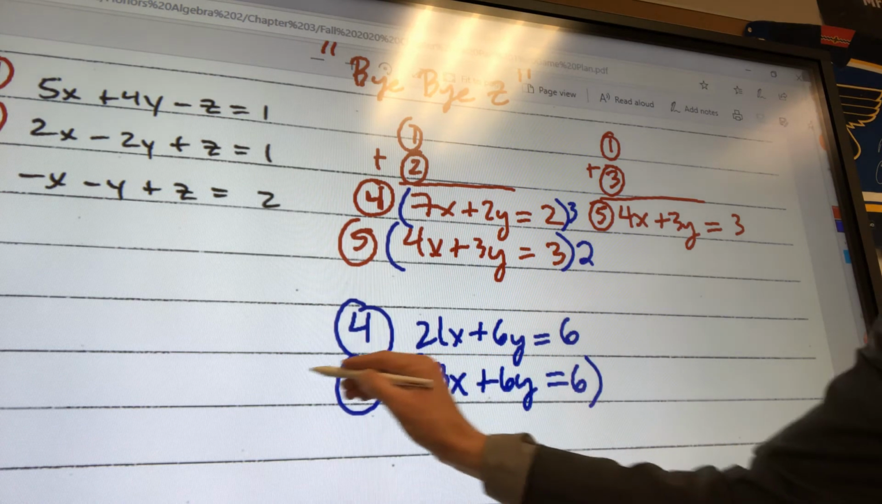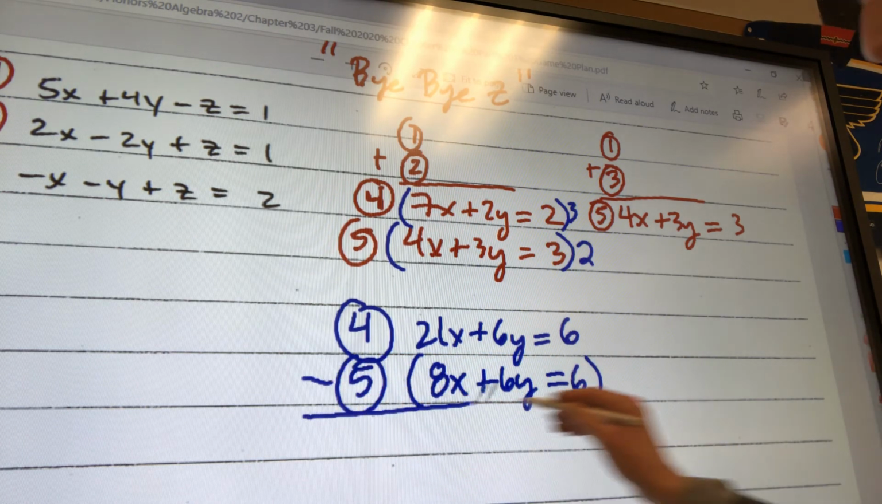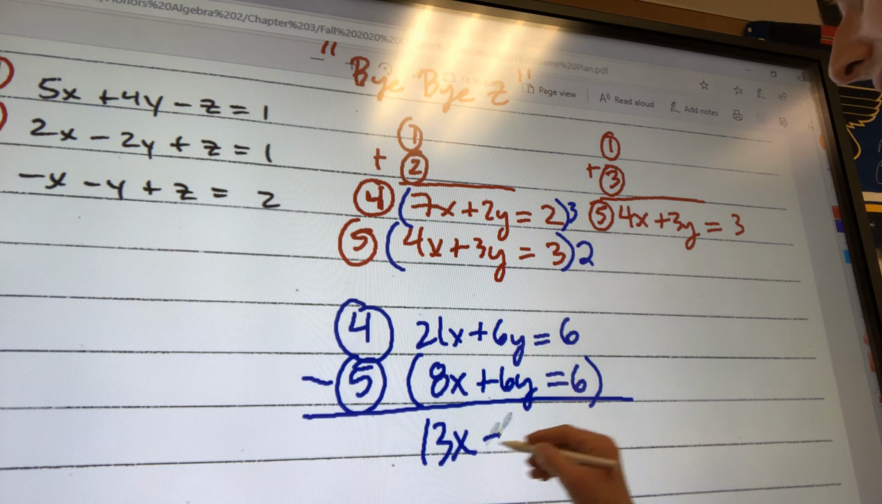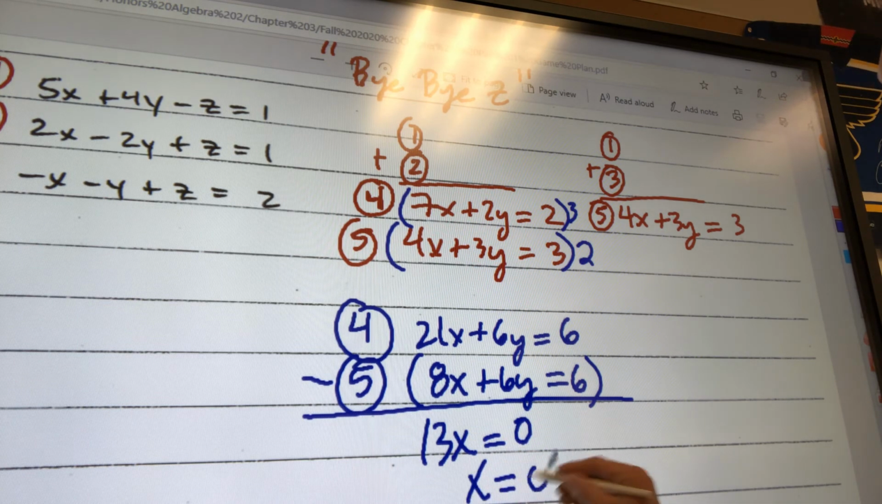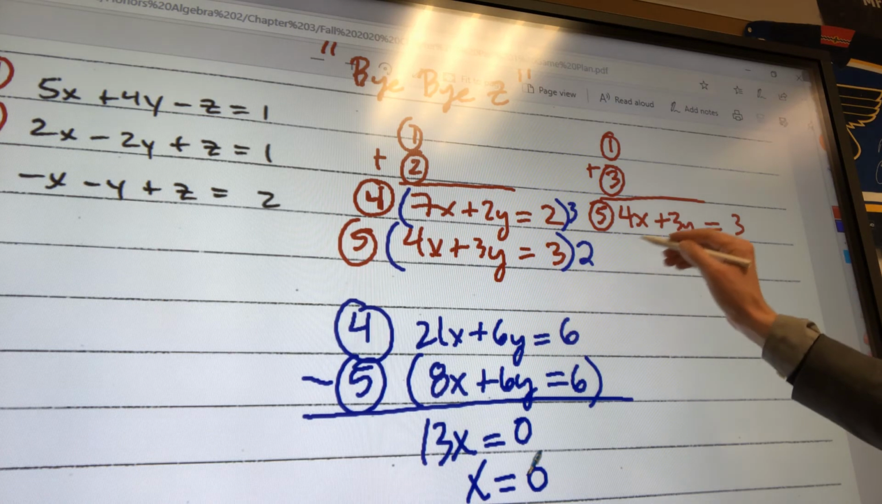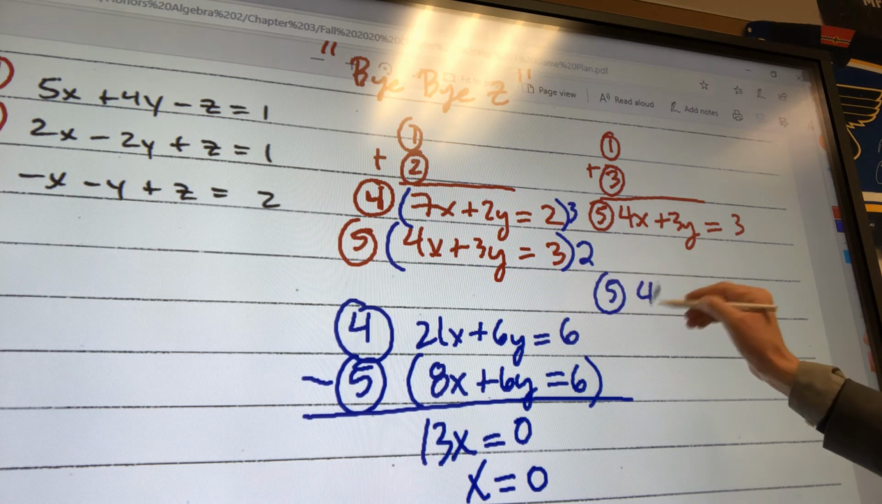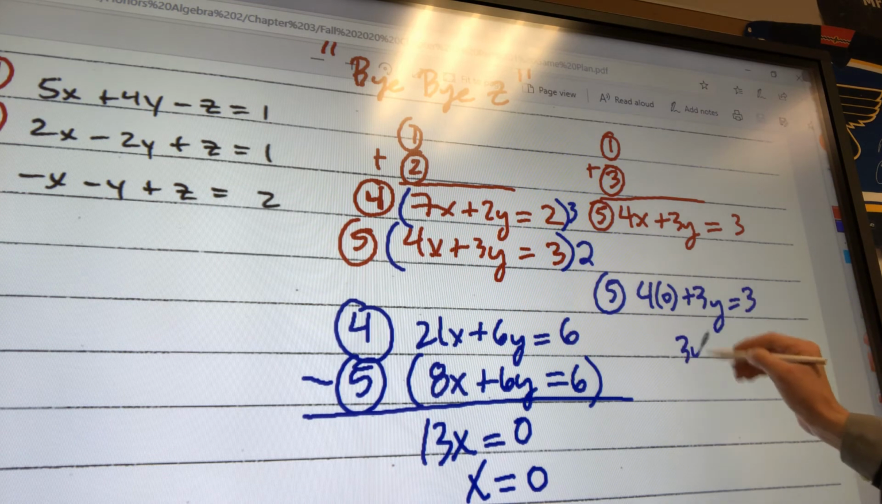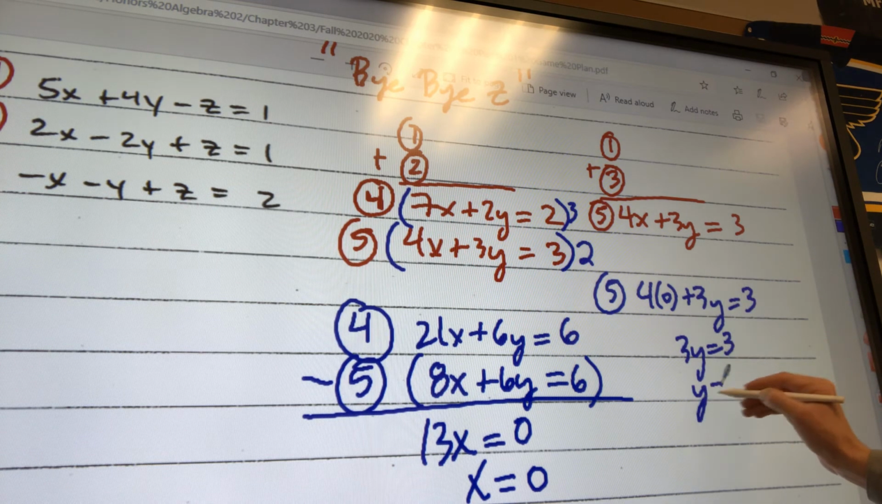The y's are the same sign, so I need to subtract them. How do I get 6 and 6 to be 0? I subtract them. I get 13x is equal to 0. x is 0. Then I pick one of the equations. I don't know, equation 5 here. It's looking at me. 4 times x plus 3y is 3. That means 3y is 3. That means y is 1. x is 0. y is 1.